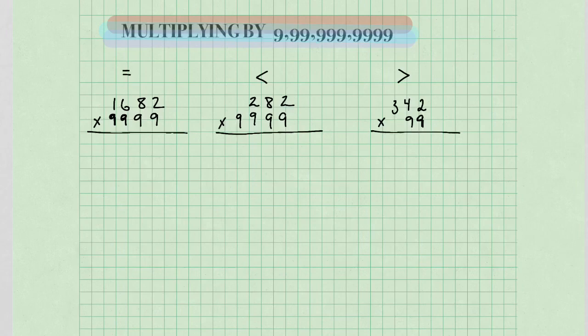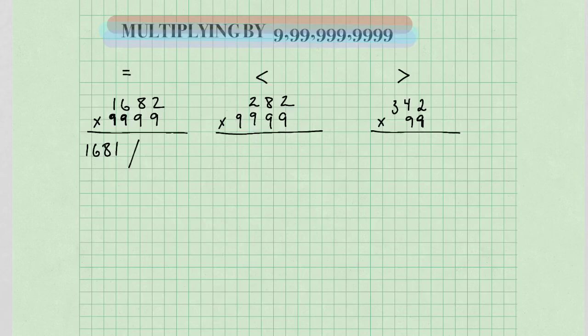What we're going to do is break up these problems into the left-hand side and the right-hand side with a little slash here. For the left-hand side, what we're going to do is very simple. We're just going to subtract 1. So 1,682 subtract 1 is 1,681. Okay, that's the left-hand side.